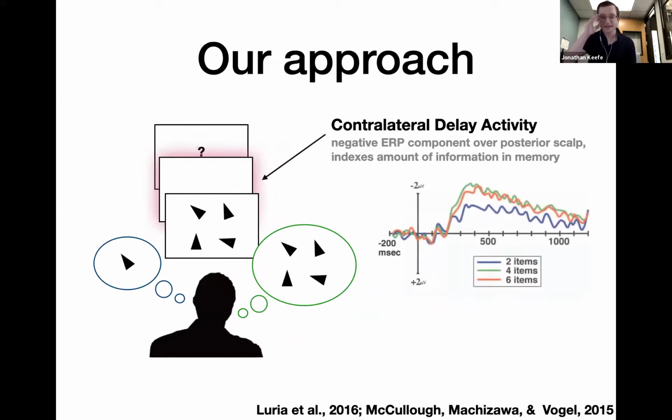That is, as we can see in this figure from prior research plotting the CDA difference wave, the CDA increases in magnitude as subjects are asked to hold more items or information in working memory. This difference is more negative when subjects are asked to hold 4 items in mind, plotted in green, than when asked to hold 2 items in mind, plotted in blue. So we had an online index of how much information subjects were holding in mind while performing the task.